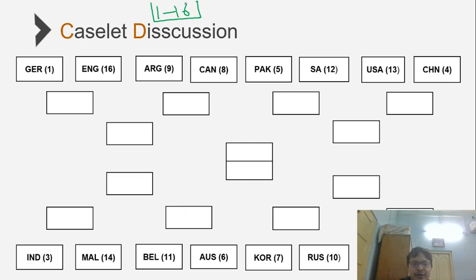Now what is interesting about the structure? Look at the adjacent things. 1-16, 8-9, 5-12, 13-4, 3-14, 6-11, 7-10, 15-2. If you look at any adjacent pair, the sum is 17, which means the teams are equally balanced.